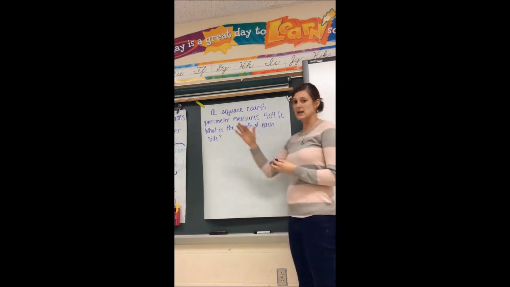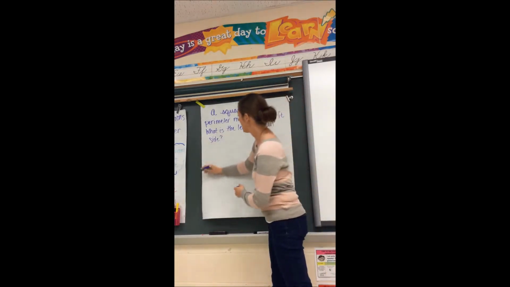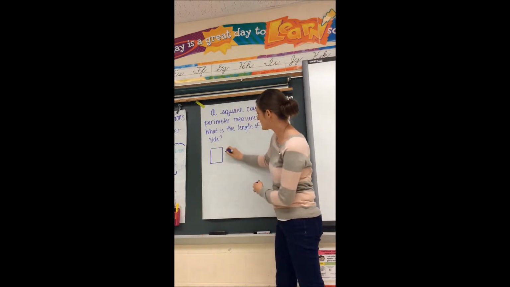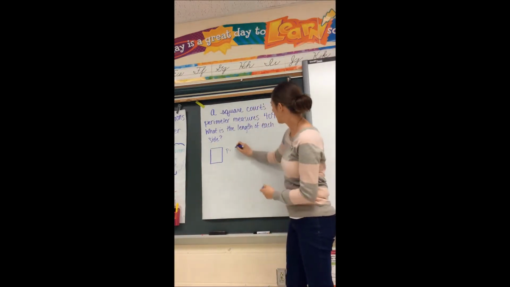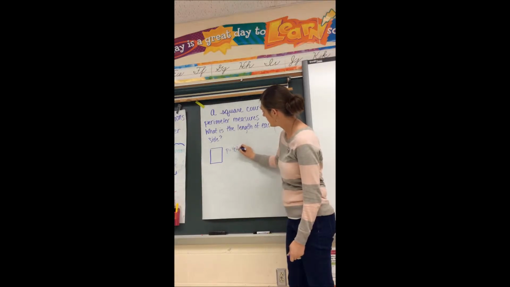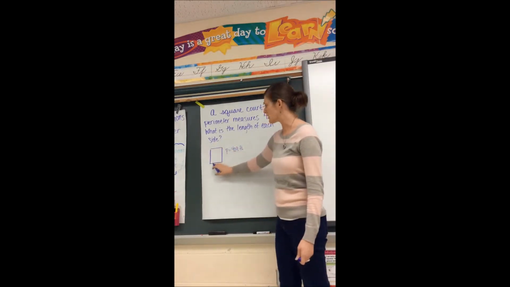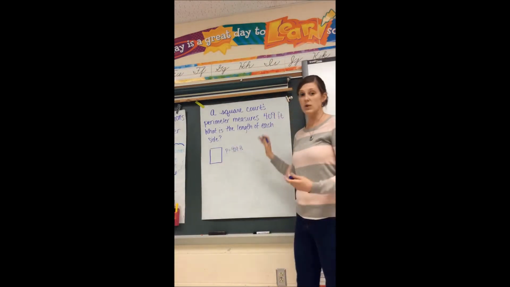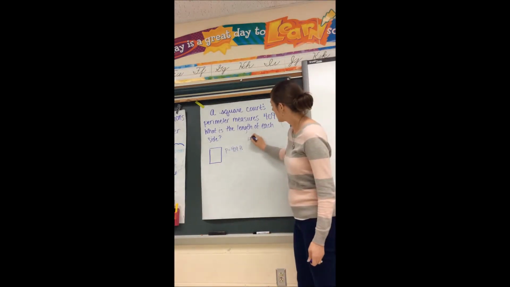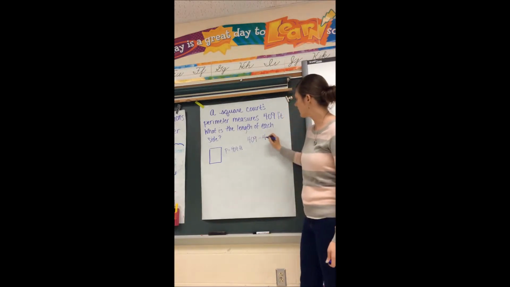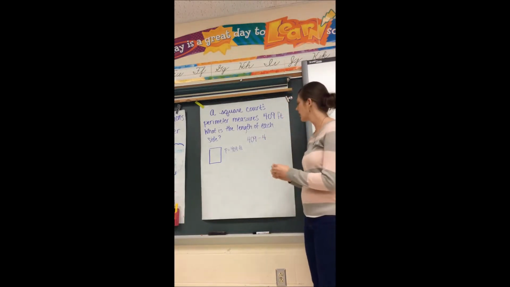So we know the entire outside of the court totals a perimeter of 409 feet. So we want to know what each of those sides measures, which is division. We have 409 feet divided by 4 sides.